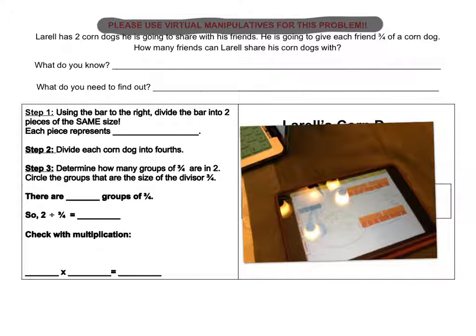Okay, so you need to fill out the rest. So you need to write how many groups of 3/4 there are. We just discovered that over here. You would write 2 divided by 3/4 equals that number of groups and then to check it with multiplication.